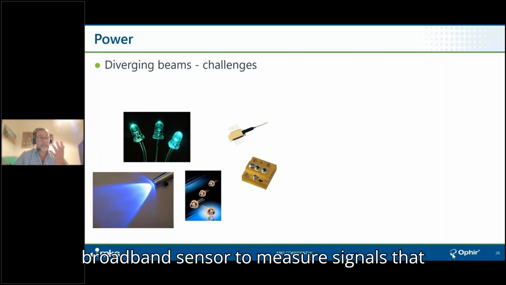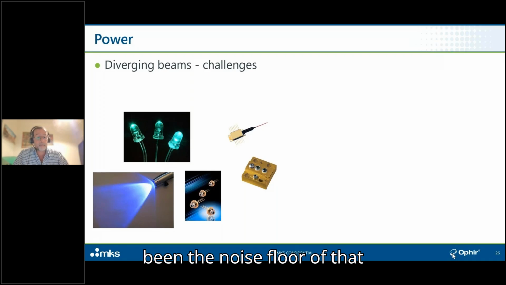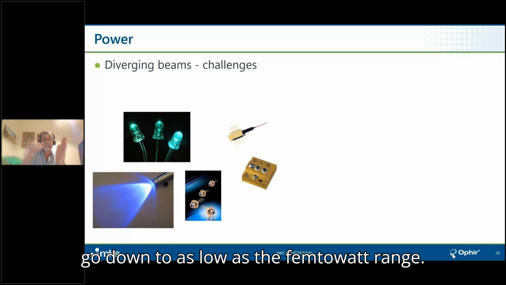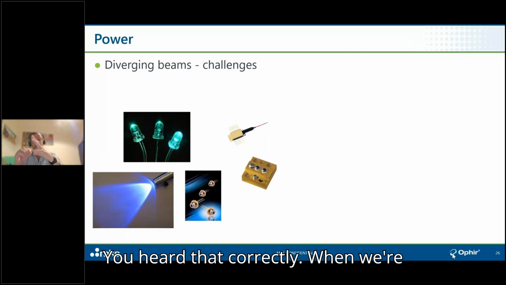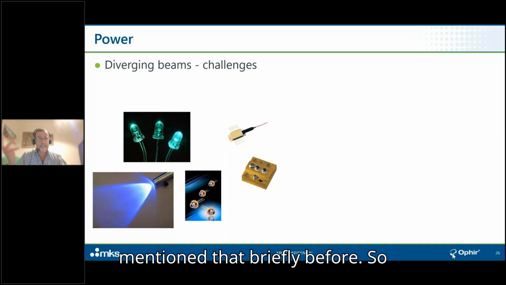When we're talking about diverging beams, we mentioned that briefly before. Such as beams coming out of LEDs or many types of laser diodes or fiber tips. So there are some challenges. The beam is widely diverging. So unless I bring my sensor very close, most of the beam is going to miss my sensor. Sometimes I can come close, but sometimes for all sorts of reasons I can't.